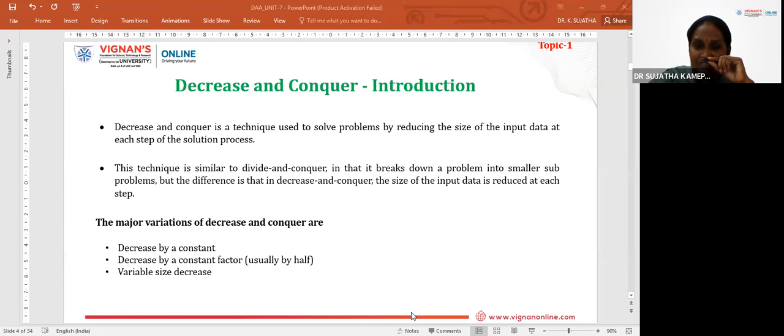It is a general algorithm design strategy based on exploiting the relationship between a solution to a given instance of a problem and a solution to a smaller instance of the same problem. The exploitation can be represented either in a top-down way or in a bottom-up way. The major variations of decrease and conquer are decrease by a constant, decrease by a constant factor, usually considered as half, and variable sized decrease. Now we will see all these variations one by one.